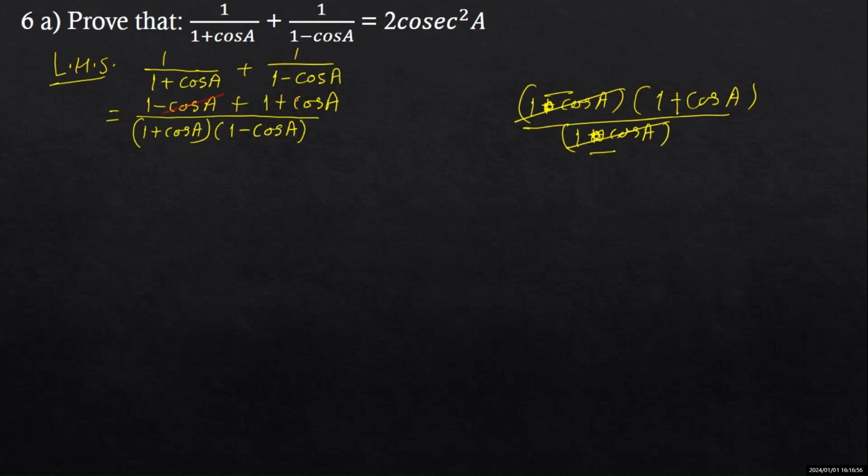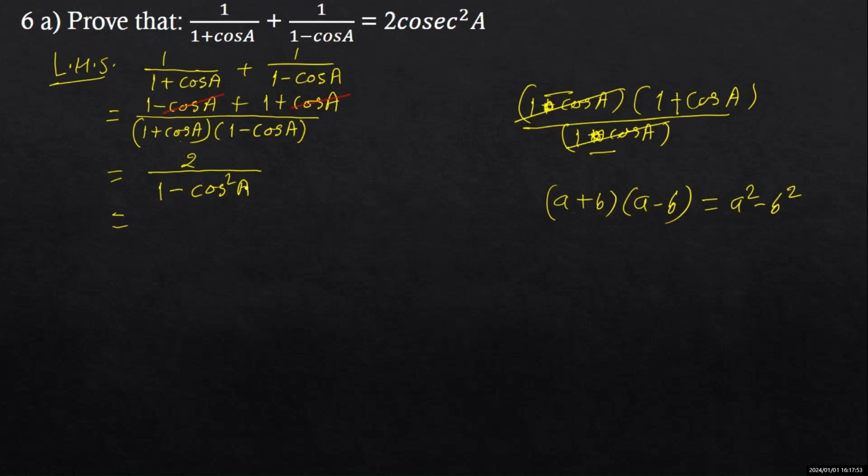Now minus cos A and plus cos A cancel. In numerator, there will remain 1 plus 1, 2. And in denominator, we have 1 plus cos A into 1 minus cos A. They are in the form of A plus B into A minus B, and A plus B into A minus B equals A square minus B square. This is a formula. You know this already. So in place of 1 plus cos A into 1 minus cos A, we'll have 1 square minus cos square A, but square of 1 is 1 itself.